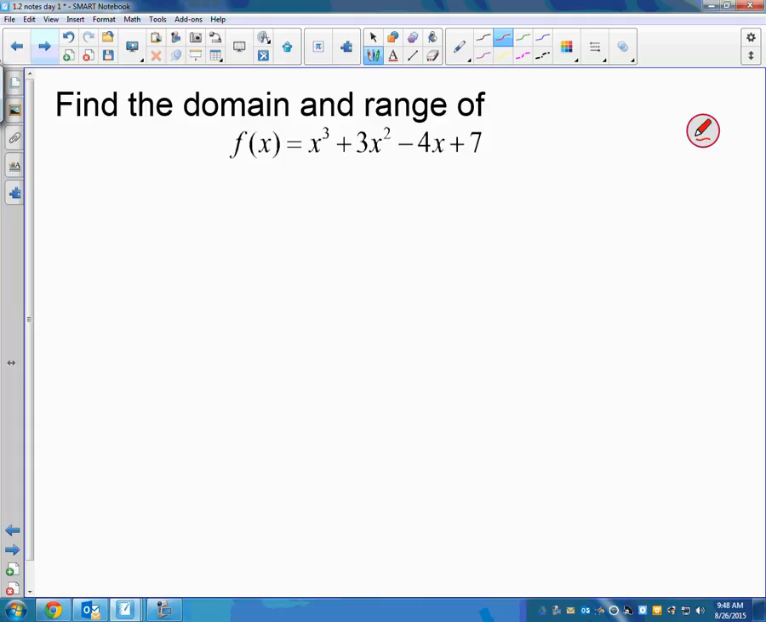Find the domain and range of this function. This is just a lovely polynomial function. There's nothing crazy happening here. There's no x's in the denominator. There's no radicals. There's no asymptotes, which means what is the domain and range of every polynomial function going to be?